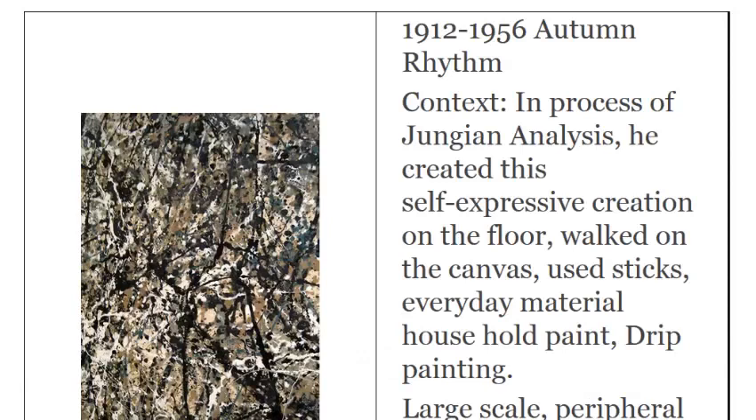Jackson Pollock, 1912 to 1956. Autumn Rhythm. Context: in the process of Jungian analysis, he created self-expressive creations on the floor. He walked on the canvas and used sticks, everyday material, household paint, drip painting, large scale, peripheral, like a Navajo medicine man, as painting that cures the illness, done on the floor.